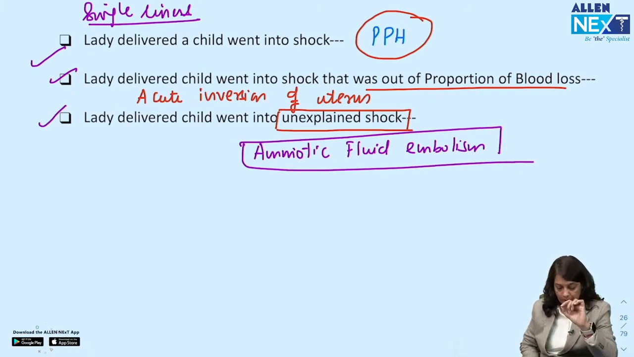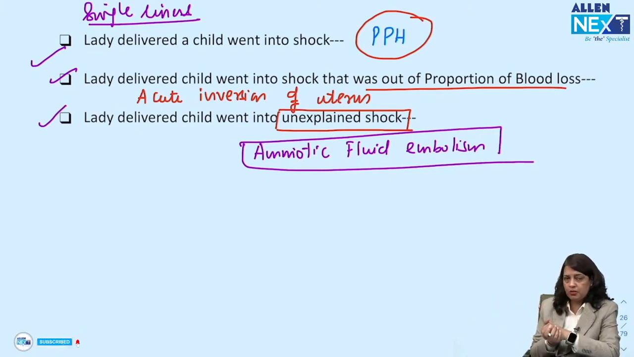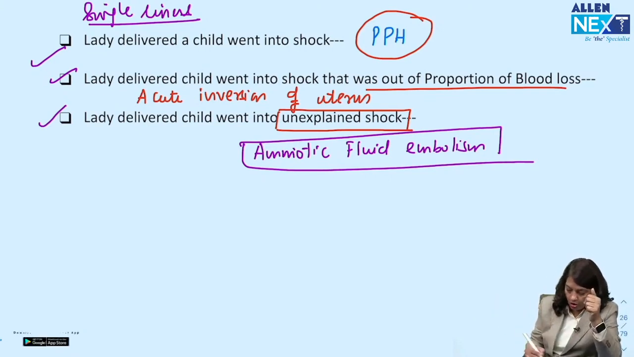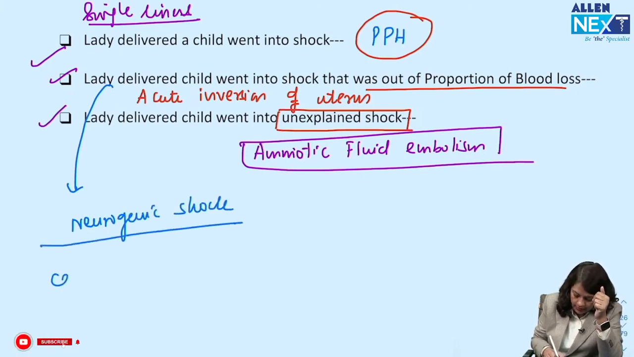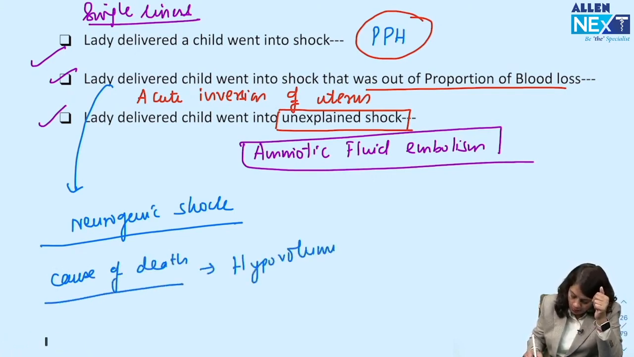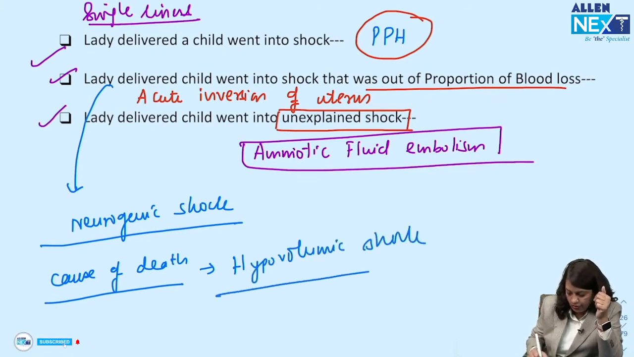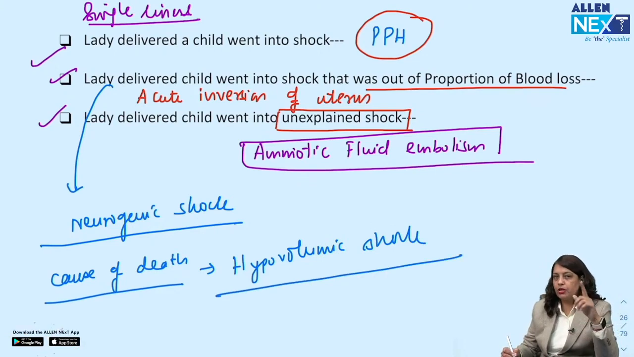Okay, and atonic PPH. A lady delivered a child and went into shock, which is out of proportion to the blood loss. मतलब इतना ज़्यादा blood loss भी नहीं है, फिर वो shock में क्यों है? Because that is neurogenic shock. But what is the cause of death in acute inversion? It is finally hypovolemic shock. Okay, here the management is blood transfusion will not help.